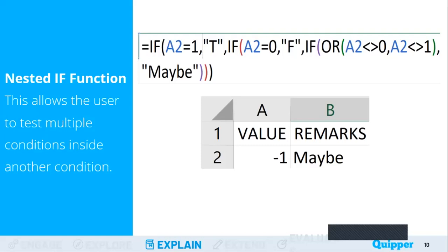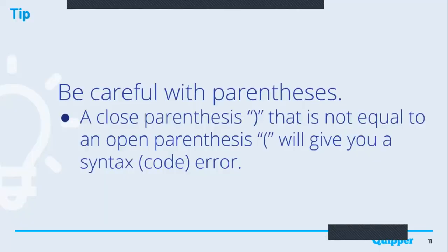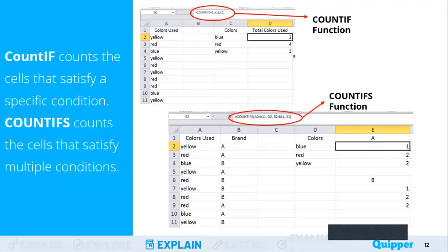Multiple conditions. As you can see in the example, you have IF, TRUE, FALSE, then OR, then maybe. So that is called a nested IF function, where you use many conditions. So be careful with parentheses, class. A closed parenthesis that is not equal to an open parenthesis will give you a syntax error. The closed parenthesis must be equal to the open parenthesis, so they should be the same when you put them, otherwise it will error.